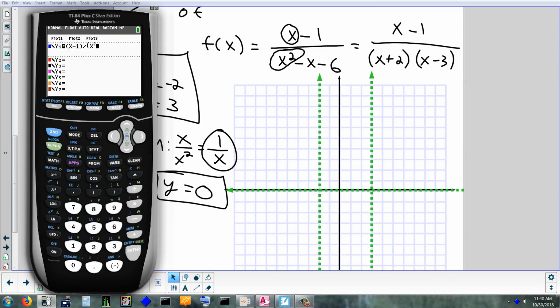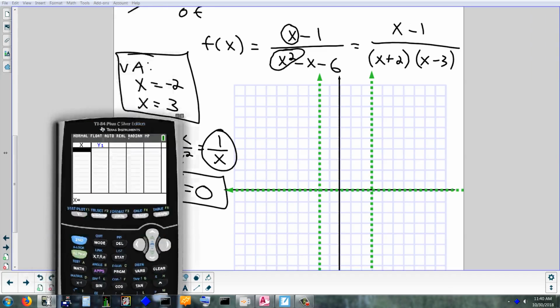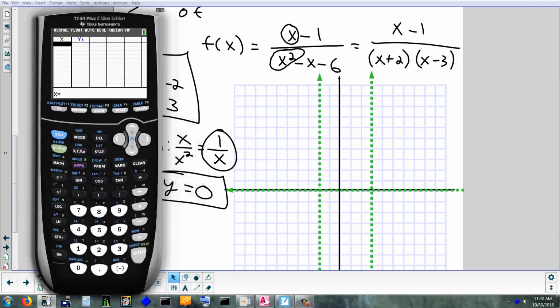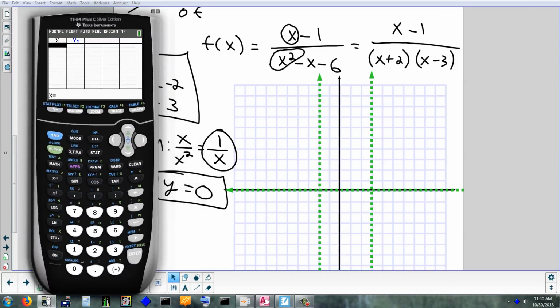x squared minus x minus 6. Okay, so let's start with negative 2. What's a number that's very, very close to negative 2, but just a little smaller? A little bit to the left. Negative 2.01. Yeah, sure, negative 2.01. You can't plug in negative 2. You're going to get an error. That's an asymptote, but you can go really close to it.